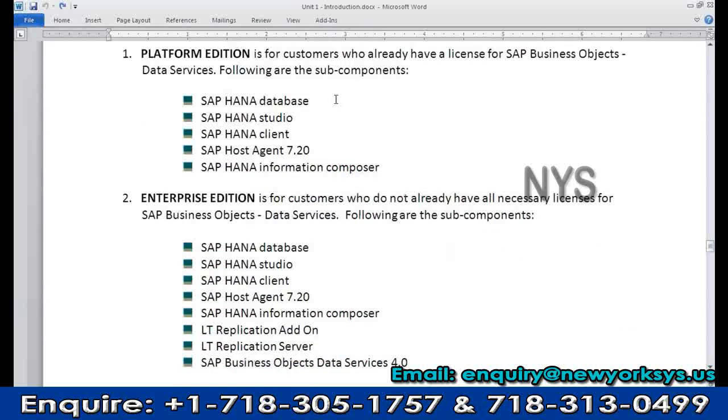So that's what I've given here. Platform edition is for customers who already have a license for SAP Business Objects Data Services. Then enterprise edition is for customers who do not already have the necessary licenses for SAP Business Objects Data Services.